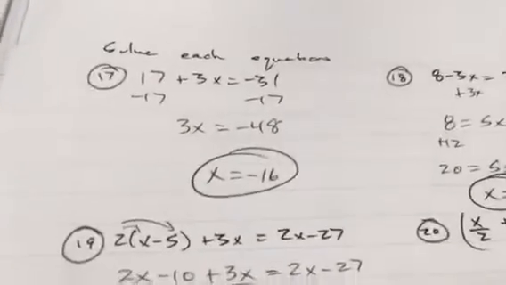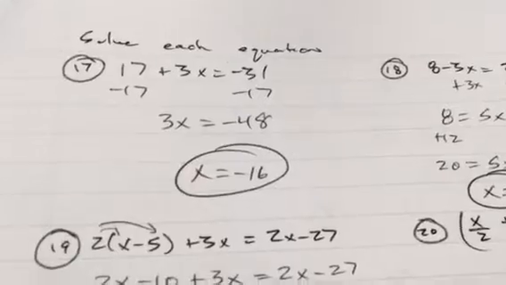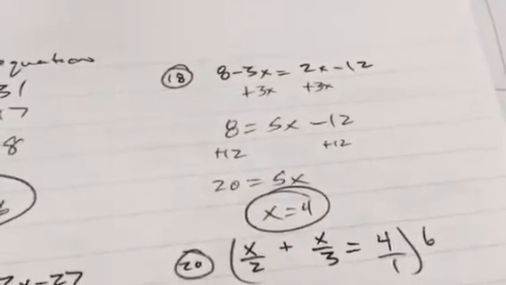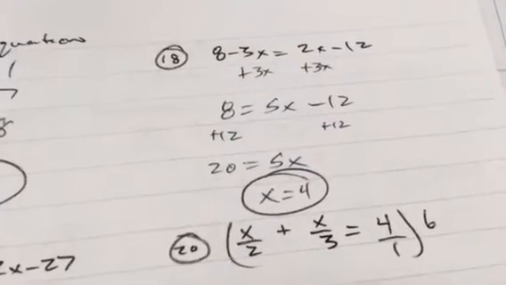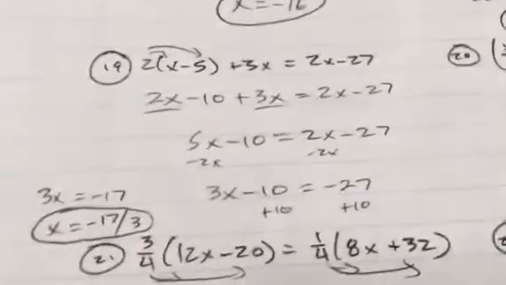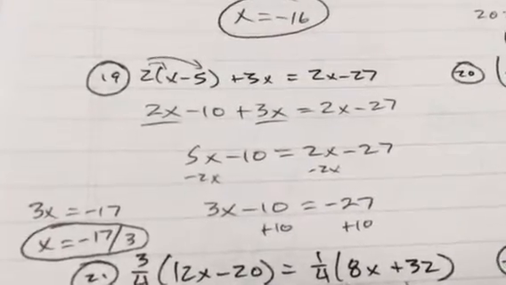All right, now we're solving for x, folks. Subtract 17 from both sides. Get -48 divided by 3, -16. On the right side, you have the bigger x. So we're going to add the 3x over. All right, then we're going to get rid of that -12 by adding 12. Divide both sides by 5. You get 4. On number 19 here, we're just going to distribute.